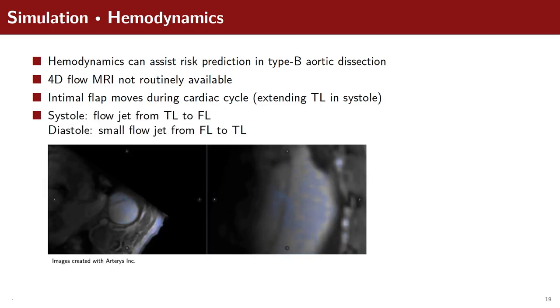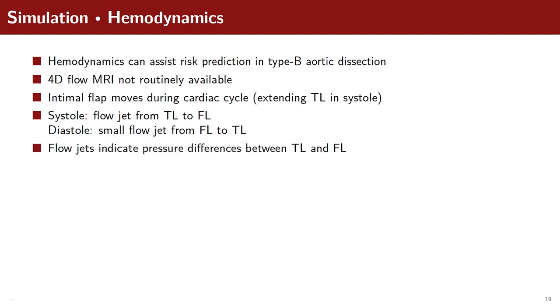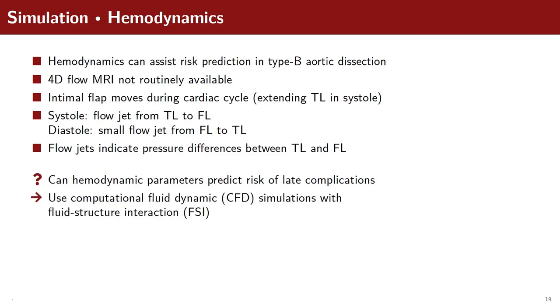In this animation, we see the flow jet from the true lumen to the false lumen in systole and a small flow jet from the false lumen back into the true lumen during diastole. These flow jets indicate pressure differences between true and false lumen. In this topic, we devoted ourselves to the question of whether hemodynamic parameters can predict the risk of late complications. For that reason, we use computational fluid dynamic simulations with fluid structure interaction.